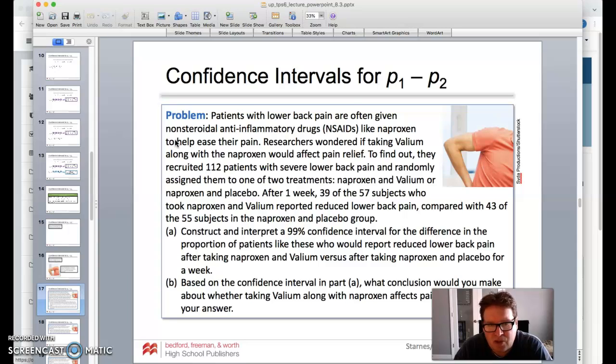What we want to do is construct and interpret a 99% confidence interval for the difference in proportions of patients like these who would report reduced lower back pain after taking naproxen and Valium versus naproxen and the placebo. Then we're going to make a conclusion about whether adding the Valium is an effective way to treat pain, and try to justify that. So it's a good problem, really applicable as you take a look at it.